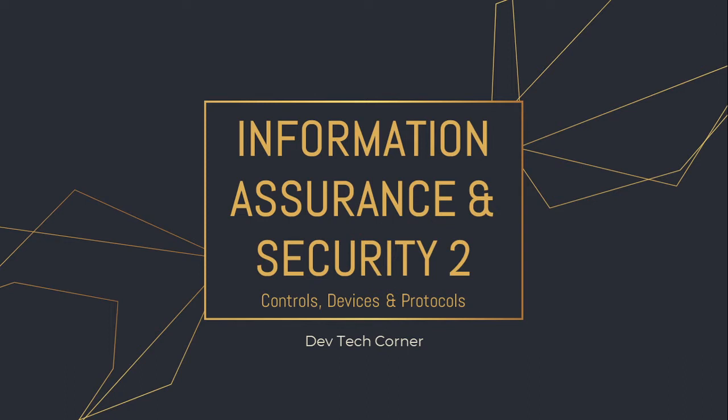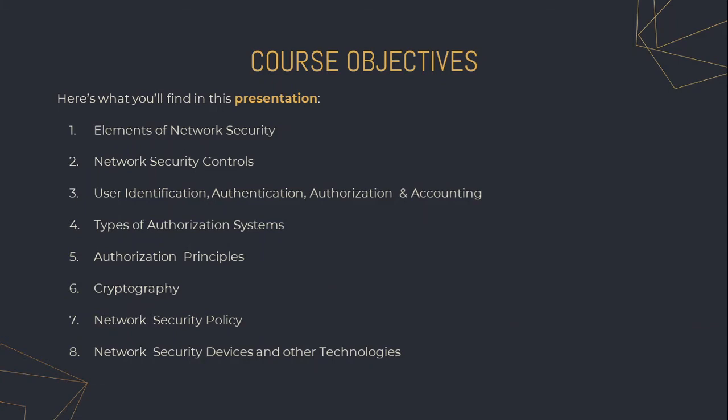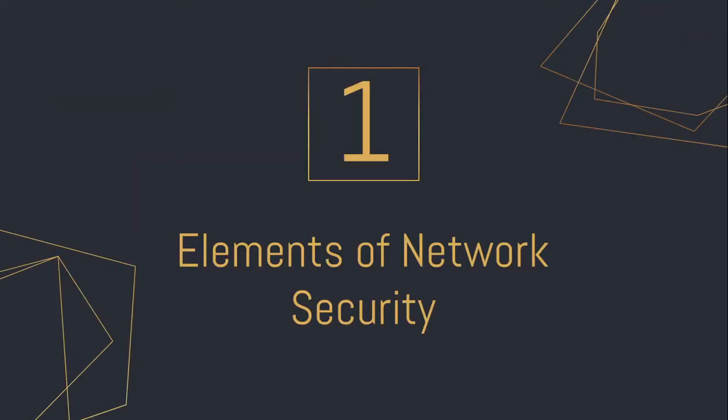So this is Information Assurance and Security 2 series. This is part 7 and for today we are going to talk about network controls, devices, and protocols. Network security controls are primarily designed to prevent any unauthorized user, application, service, or device from accessing network data. And at the end of this video, you will learn the elements of network security controls, user identification, authentication, authorization, and accounting. So let's discuss first the elements of network security.